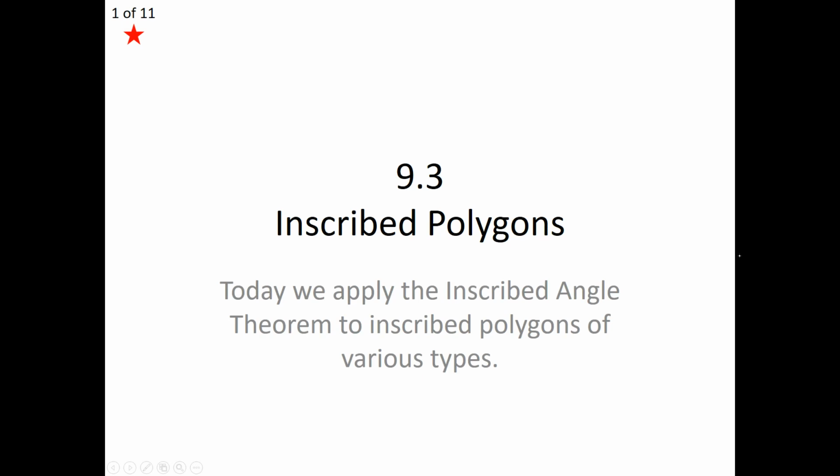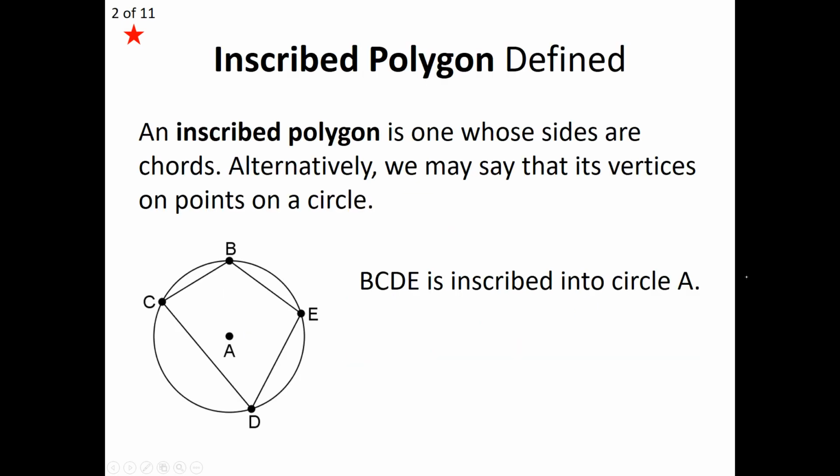Now let's talk about what an inscribed polygon is first, and then we'll dive into several theorems related to these inscribed polygons. So an inscribed polygon is one whose sides are chords of the circle. So think about it: each of the vertices of that polygon are on the circle. They're part of the set of points that make up that circle.